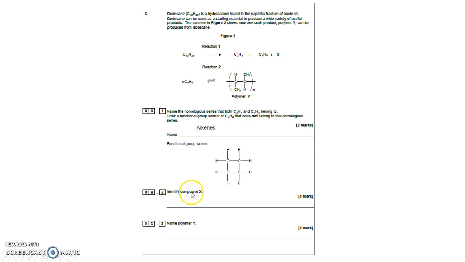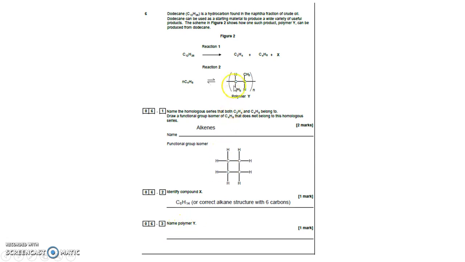Identify compound X. Well, I've got to work out what's left over essentially. C12, I've got 12 carbons on that side, I've got 2 there and 4 there. 2 and 4 is 6, and I've got 12 on this side. So I've got 6 missing carbons. That must be C6. For hydrogen, I've got 4 and 8, which is 12, so 12 H's on this side. I started off with 26, so I've got 14 in there, so it's C6H14.